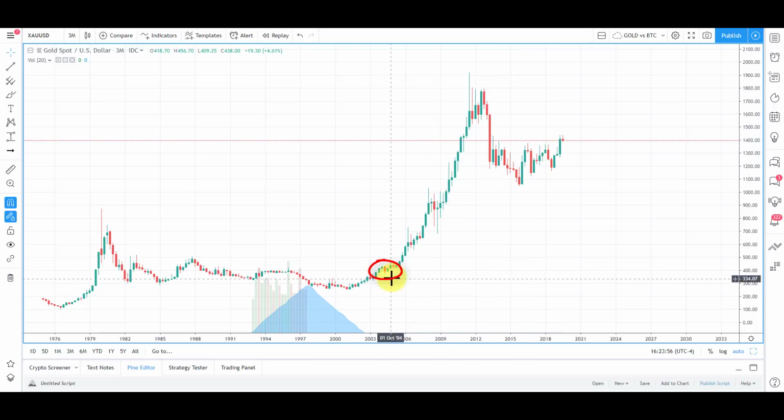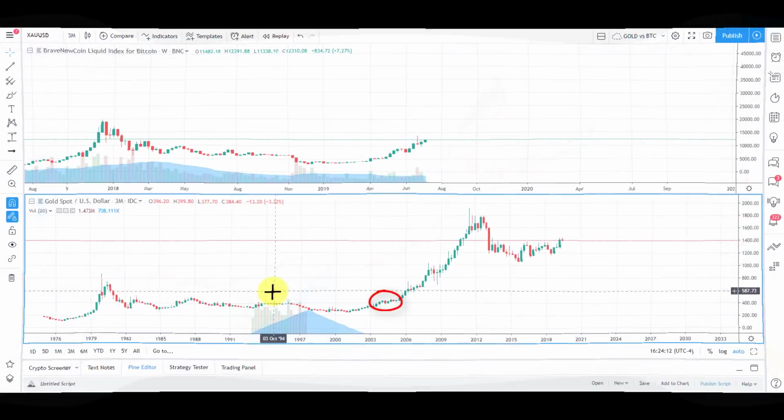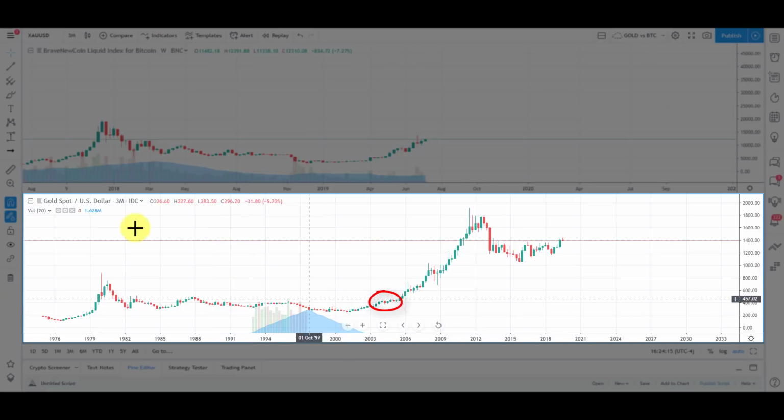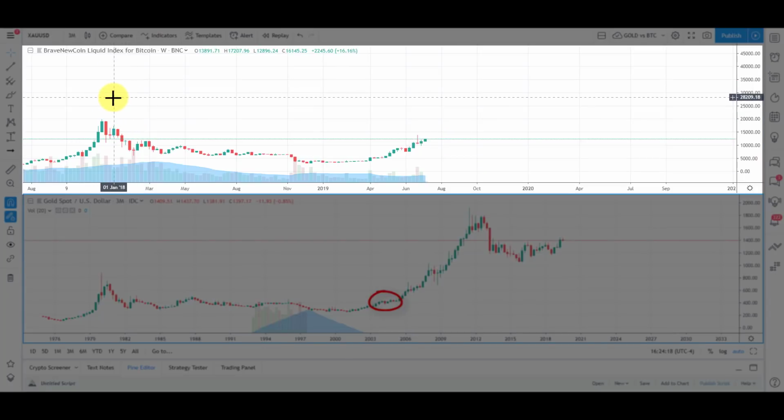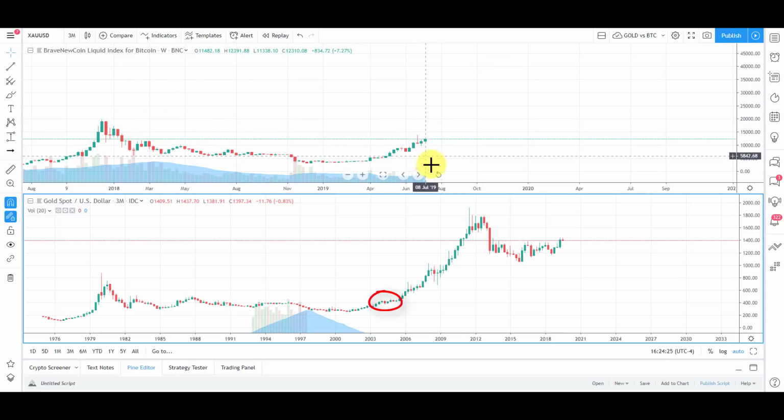So that being said, and understanding that area where the ETF was introduced led to a sustained bull run, let's take a look at how this compares to Bitcoin. All right, here's the gold chart down here. For Bitcoin, we're going to use the Brave New Coin Liquid Index, BLX. That's an end of day chart, so it doesn't update intraday. You've got to wait for the end of day data. So this current price here is actually from yesterday evening.